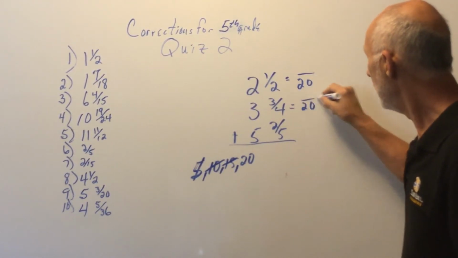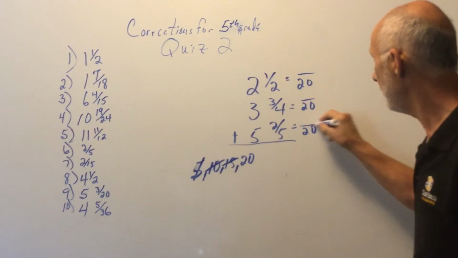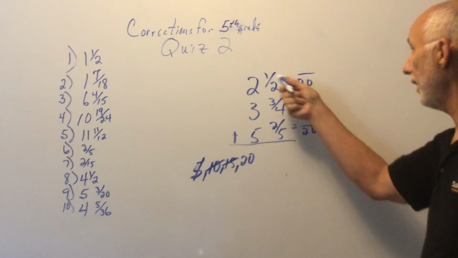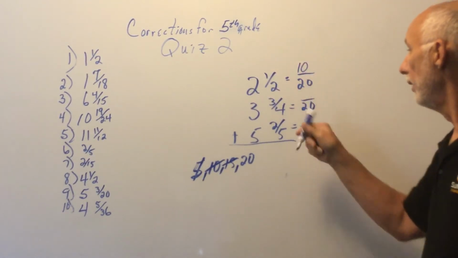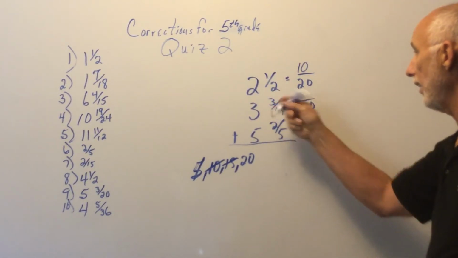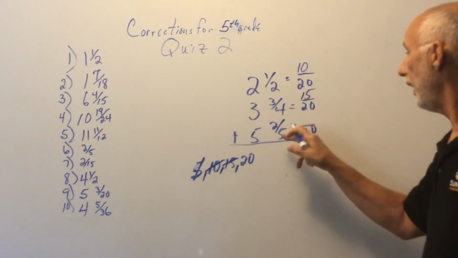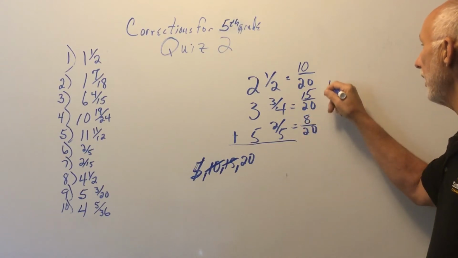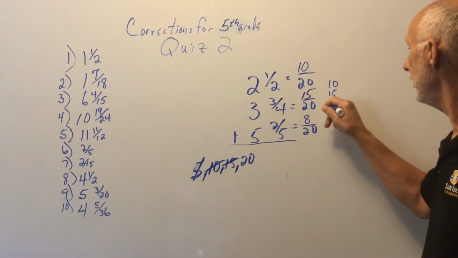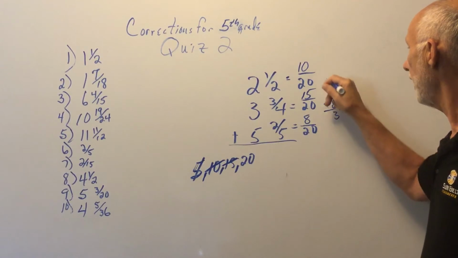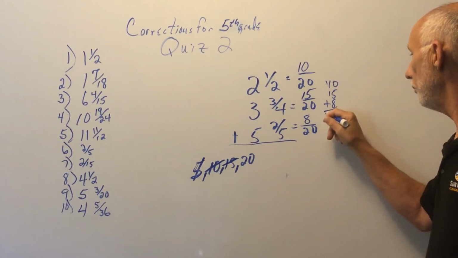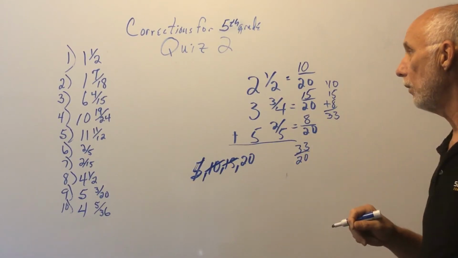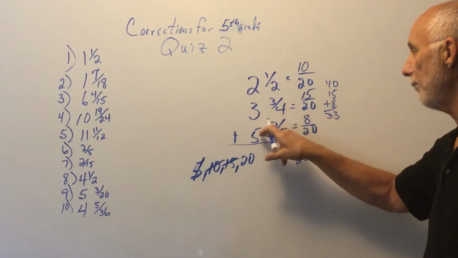And again, the first thing you have to do is find the common denominator, and that's the way to find it. 2 goes into 20 10 times, 10 times 1 is 10. 4 goes into 20 5 times, 5 times 3 is 15. And 5 goes into 20 4 times, 4 times 2 is 8. Now I can add 10, 15, and 8. 8 and 5 is 13, carry the 1. 1 and 1 is 2, and 1 is 3. I get 33/20ths. But don't forget the whole numbers. 2 plus 3 is 5, plus 5 is 10.